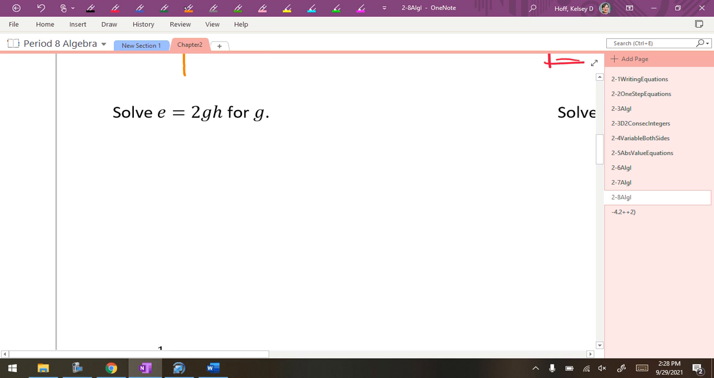Solve E equals 2GH for G. Would it be 2 divided by G? Just H? 2H. We want to leave G alone. Whatever you do to one side, you do to the other. The 2's and H's cancel, so G is by itself. On the left, careful, E over 2H.